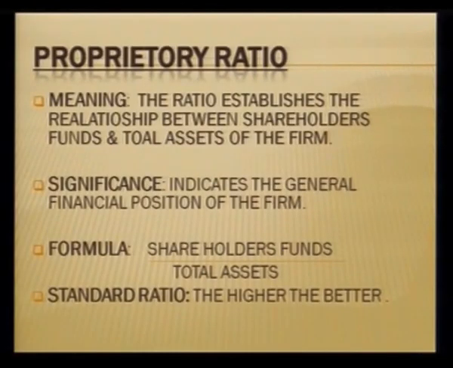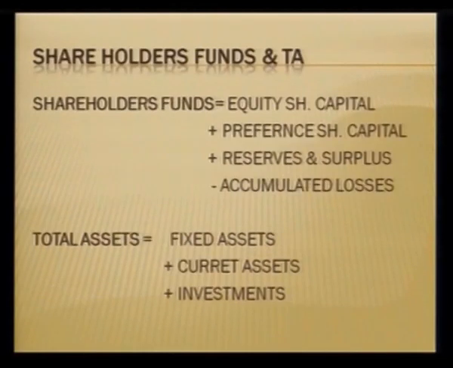Okay. The formula for the proprietary ratio, as I have just said, is total shareholders funds upon the total assets. Total shareholders fund would mean the equity share capital, the preference share capital, the reserves and surpluses, and from the total of these three, you have to subtract the accumulated losses. What do we exactly mean by the term accumulated losses over here? Okay.